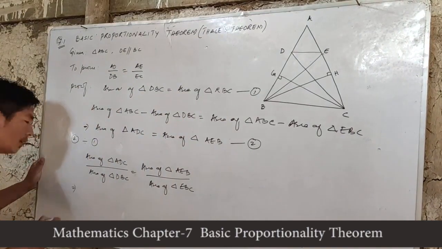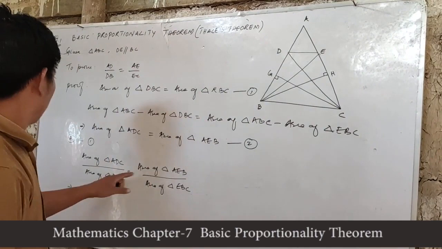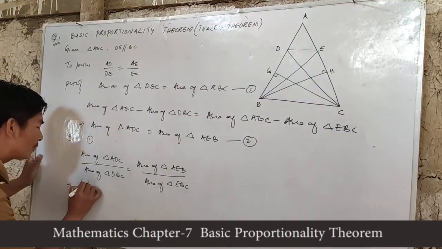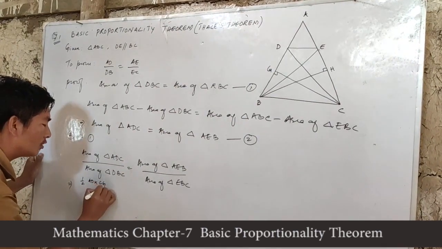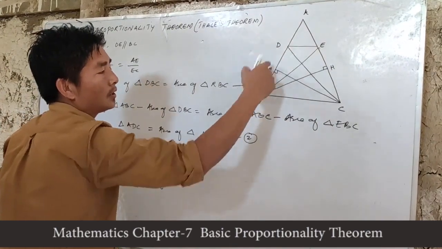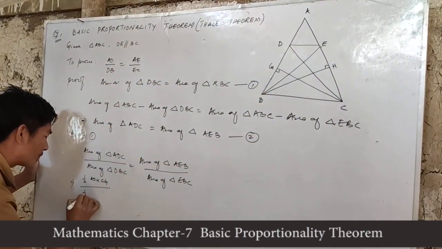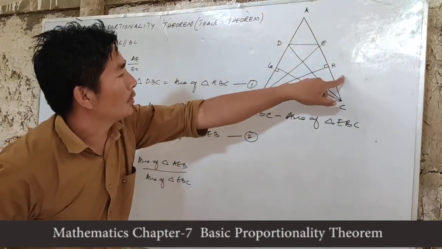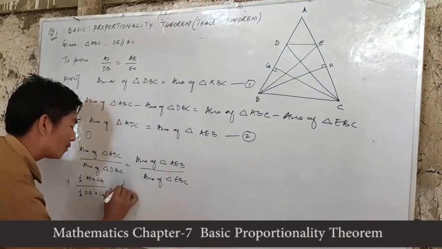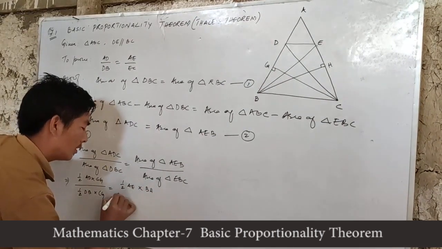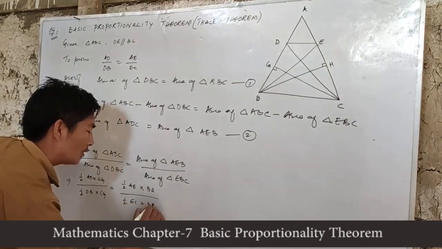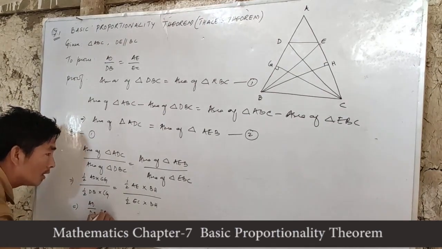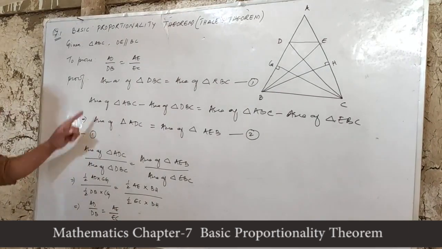Now we know that area of a triangle is half base into altitude. So area of triangle ADC, let's consider AD as the base, CG as the altitude. Then this becomes half AD into CG. Same thing, area of DBC, that is DB is the base, CG is the altitude, so half DB into CG. Same thing on the right hand side, area of triangle AEB, since BH is the altitude, we can consider AE as the base, so that becomes half AE into BH divided by half EC into BH. Half and half cancel, CG and CG, BH and BH cancel, so as a result, we get AD divided by DB is equal to AE divided by EC, which is the required proof of the theorem.